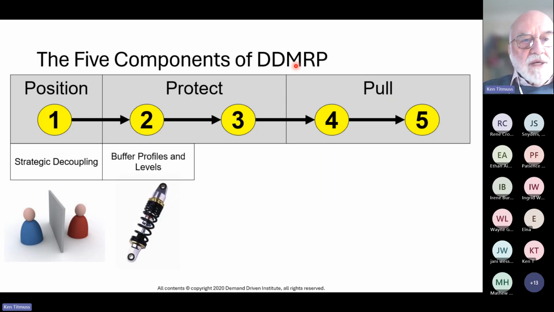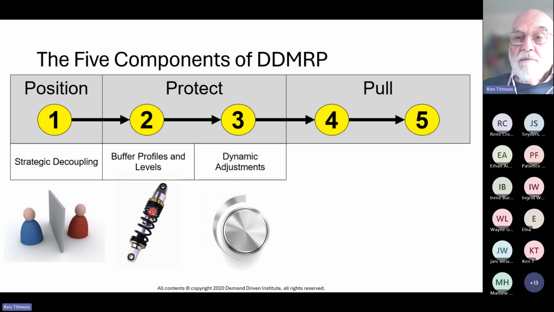Once we've decided where to keep it, we want to set the buffer profiles and levels. And I love this diagram here of the shock absorber. It's like the shock absorber is taking the variability out of the road surface, particularly when we hit those potholes. And that's what we're doing with the buffers. We're putting this shock absorber in the buffers to take up this variability in demand.